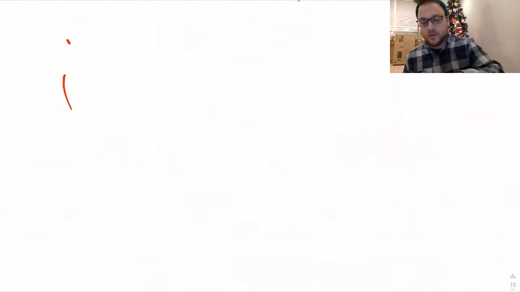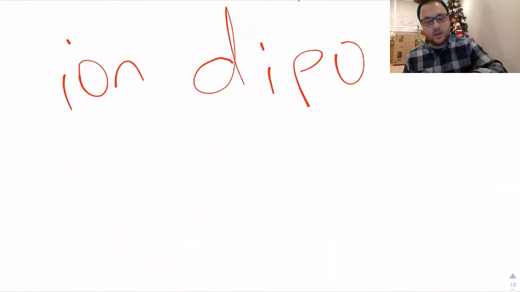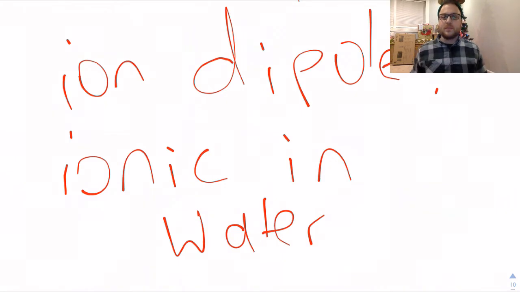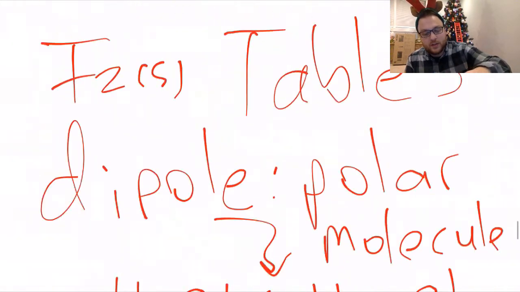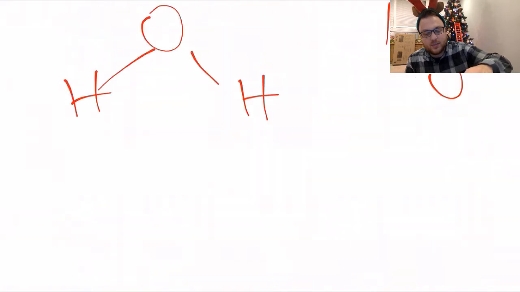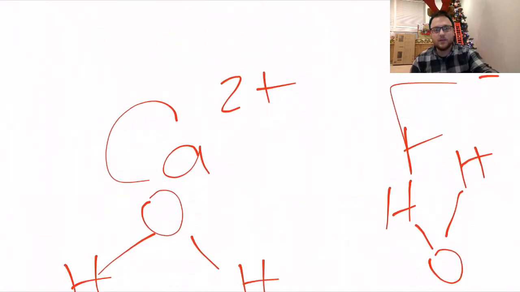Okay. The last IMF is called ion dipole. And that's usually the simplest one, because that's just when you take an ionic compound and you put it in something polar like water. How are they interacting with each other? I drew that earlier. This interaction, calcium fluoride and water: the oxygens are hanging out with the calciums and the hydrogens are hanging out with the fluorines. That is the ion dipole IMF.